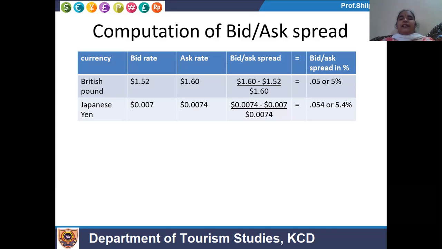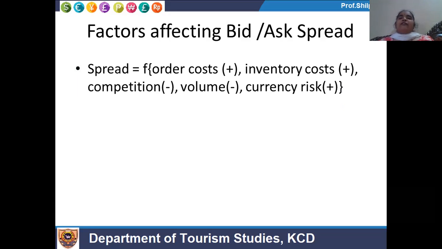If you take one more example, I've taken the example of the Japanese yen. One Japanese yen bid price is $0.007 and the ask price is $0.0074. So the bid ask spread will be the ask price, 0.0074, minus the bid price, 0.007, divided by the ask price, 0.0074, which comes out to be 0.054 in decimal, or you can convert it into percentage by multiplying by 100, that is 5.4%. So the profit margin here is 5.4%.